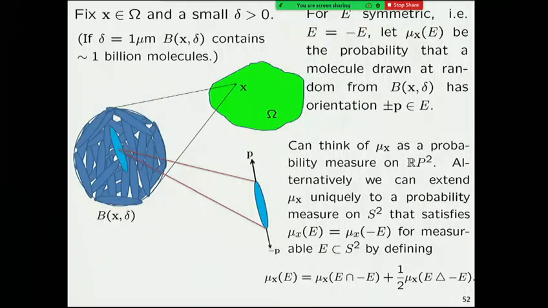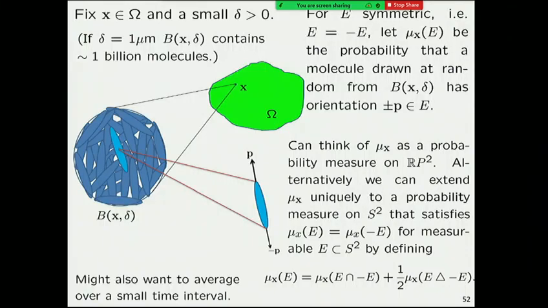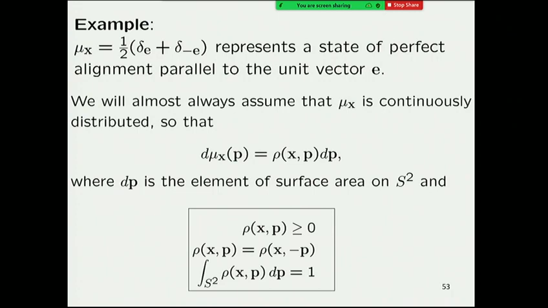Okay, so I was talking about the Landau-de Gennes theory, which is based on a probability measure rho that depends on x, which gives the probability of finding a particular molecule drawn from a very small ball around x, but nevertheless containing huge numbers of molecules, with a particular orientation, and that gives you a symmetric probability measure on the sphere. Usually we're going to assume that it's a continuous measure, but singular ones are also important.